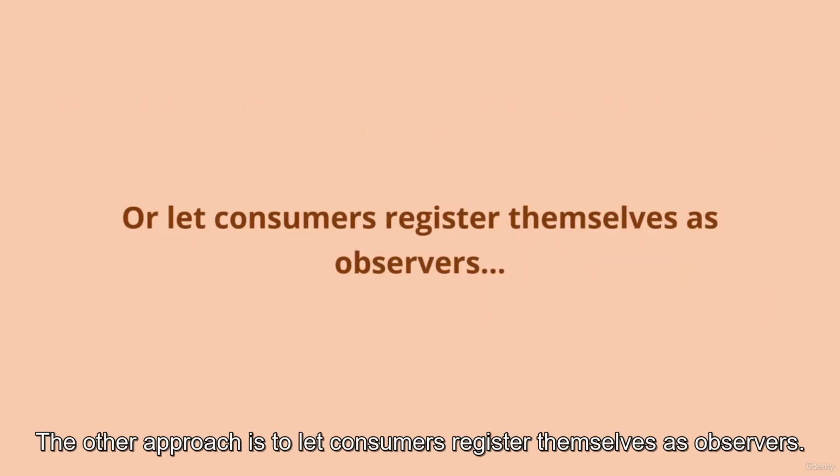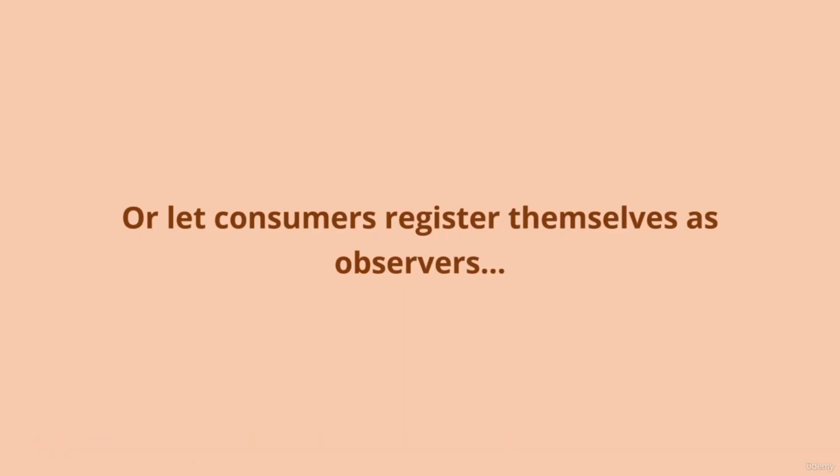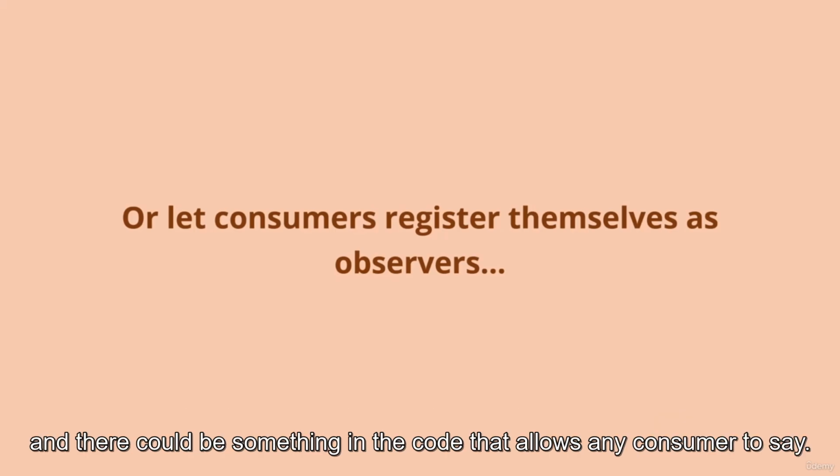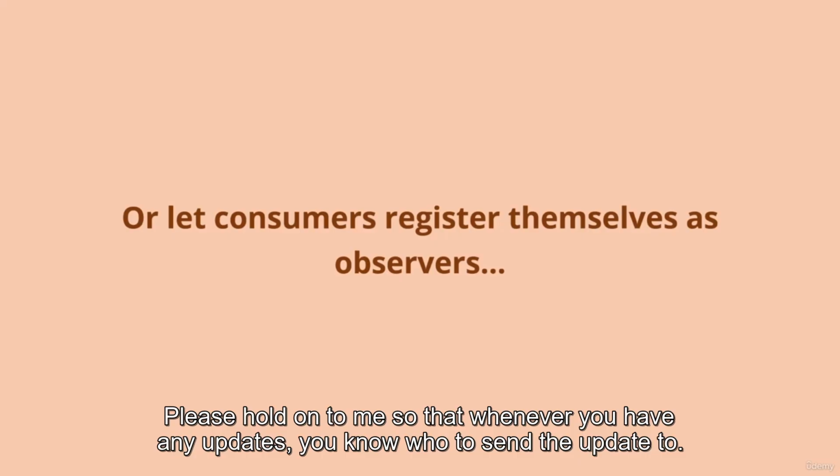The other approach is to let consumers register themselves as observers. You have a single producer of the events, be that a news agency or a train station or a weather report, and there can be something in the code that allows any consumer to say, I would like to subscribe please, hold on to me so that whenever you have any updates, you know who to send the update to.